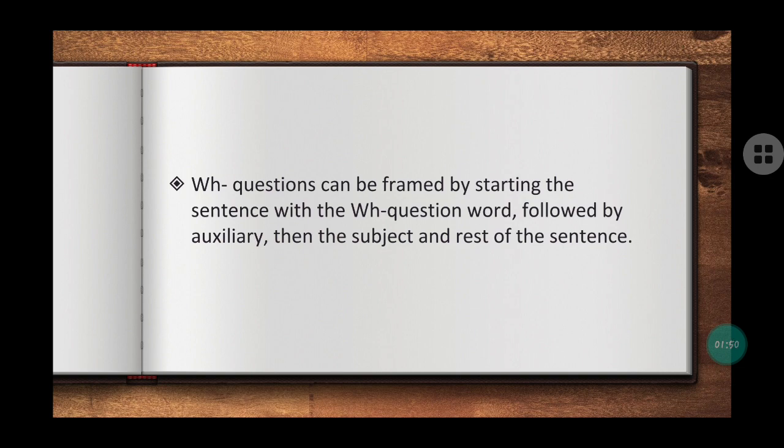How do we frame a WH question? The WH question can be framed by starting with the WH word, followed by the auxiliary, then the subject, and the rest of the sentence. So the sentence structure will be WH word plus the auxiliary plus the subject and the rest of the sentence.